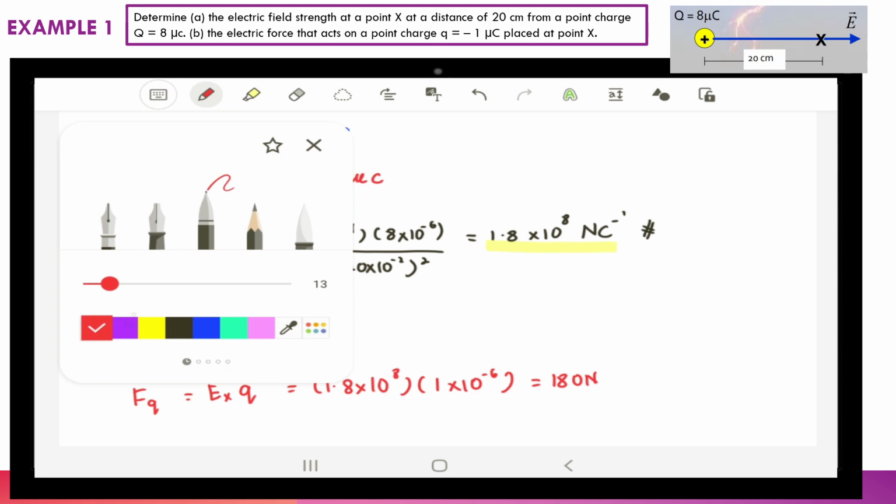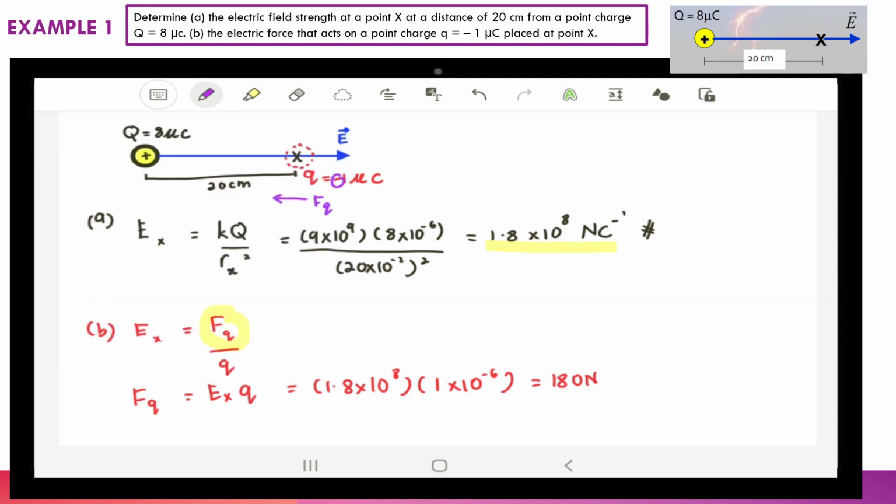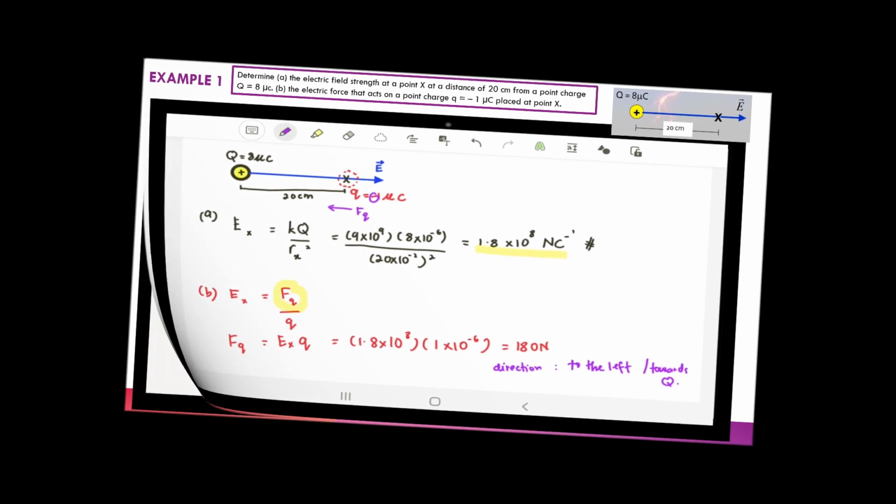And how about the direction? Therefore, the direction of the electrostatic force should be to the left. Or we can write it as towards Q. Okay, so let's move to example number 2.